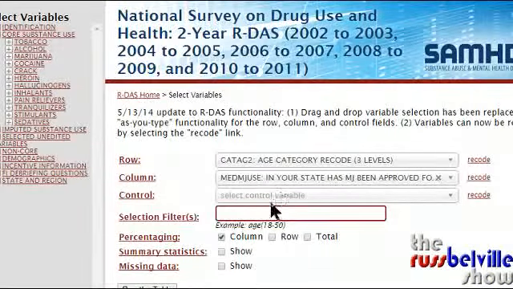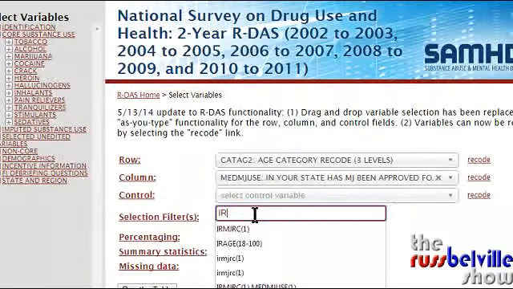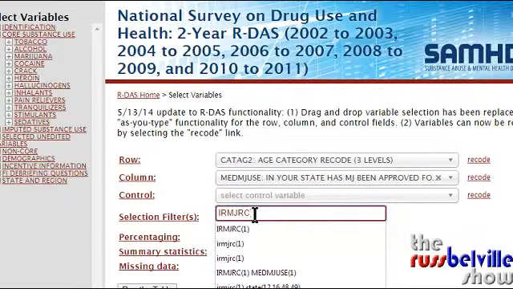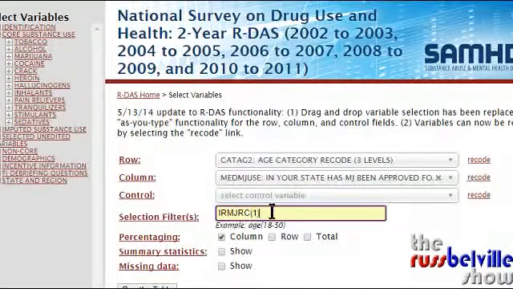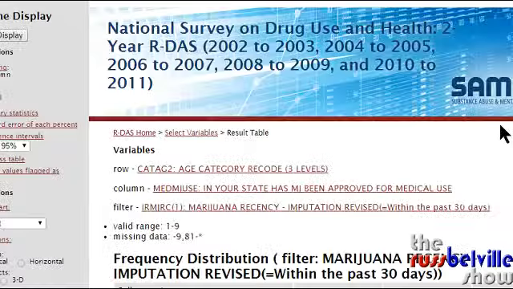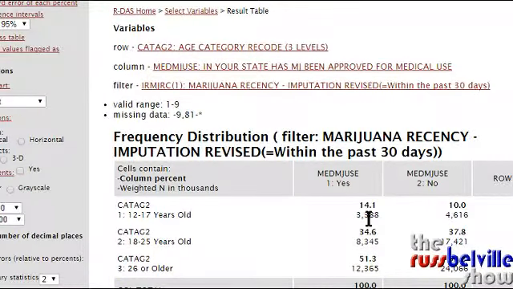We're going to break this down by selecting a selection filter. There's a variable called IRMJRC, which is your recency of marijuana use. It'll tell you within 30 days, within a year, over a year, or none. And in yesterday's lesson, we learned that number 1 for IRMJRC is the people that have used marijuana within the month. So running that gives us a table that we can see that in medical marijuana states, 14% of the people that used marijuana within the month are between the ages of 12 and 17, 10% in the non-medical marijuana states.